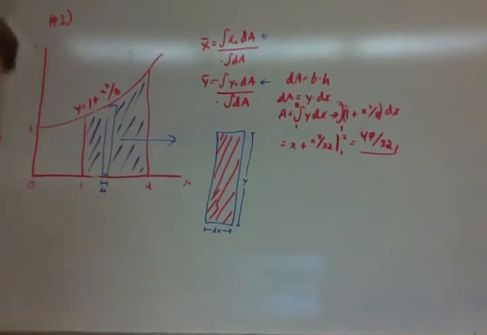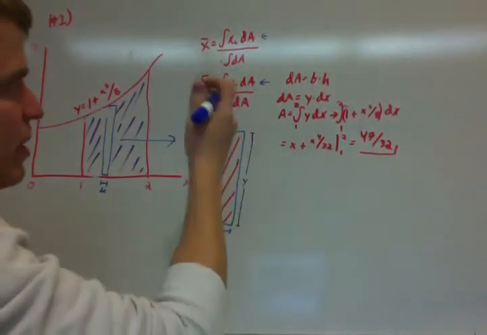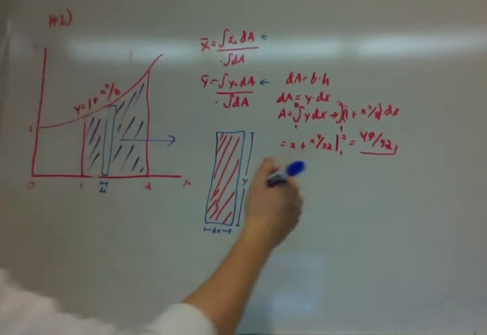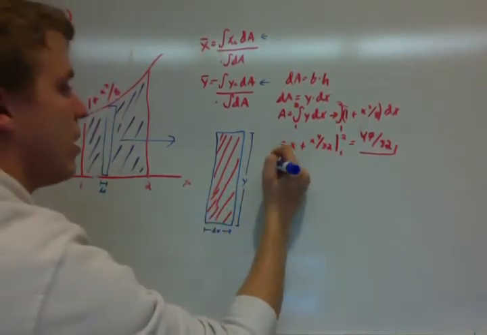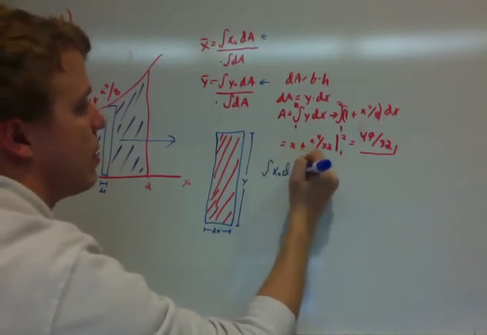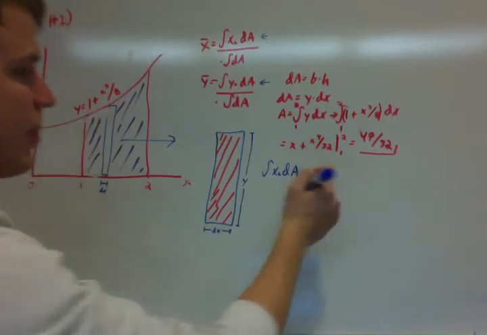All right, so moving on, let's figure out the top half. So we've done the bottom half, let's do the top half. So the top half of either one of these equations is the integral of your x-centroid times the derived area, right?